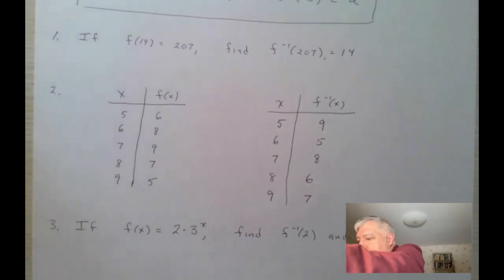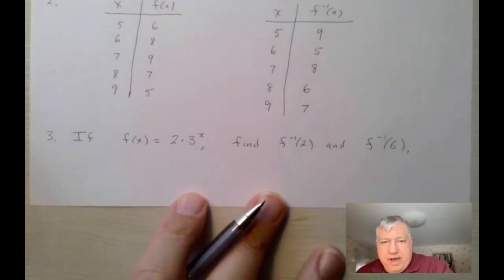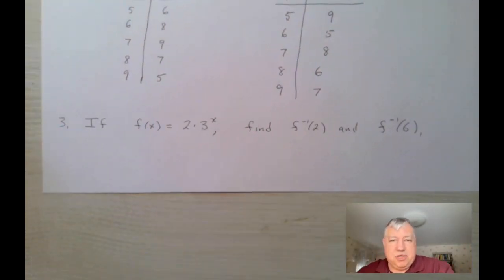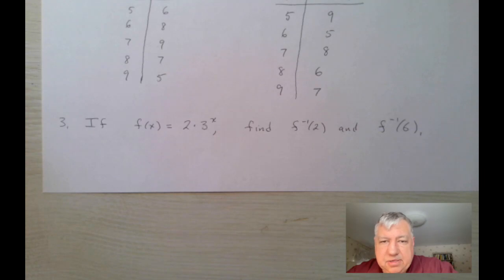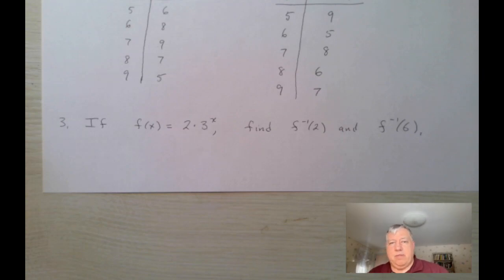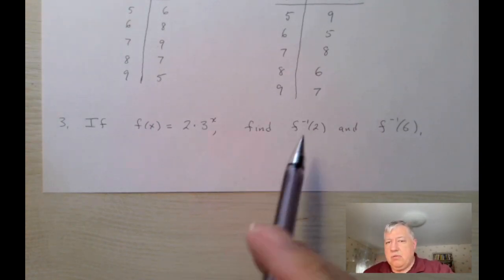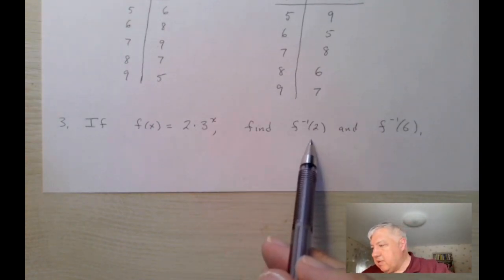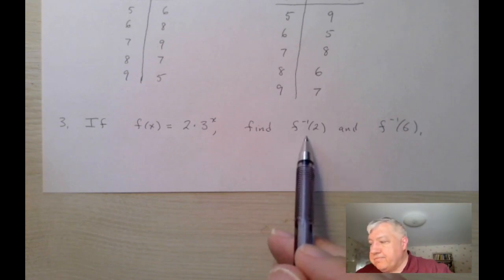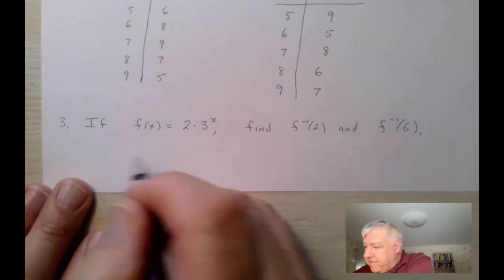All right. Now, let's say we know what the formula for a function is. In this case, if f of x is given by 2 times 3 to the x, what is f inverse of 2 and f inverse of 6? Now, that might be a little harder because we're not given anything else. But let's think, what does this mean? F inverse of 2.